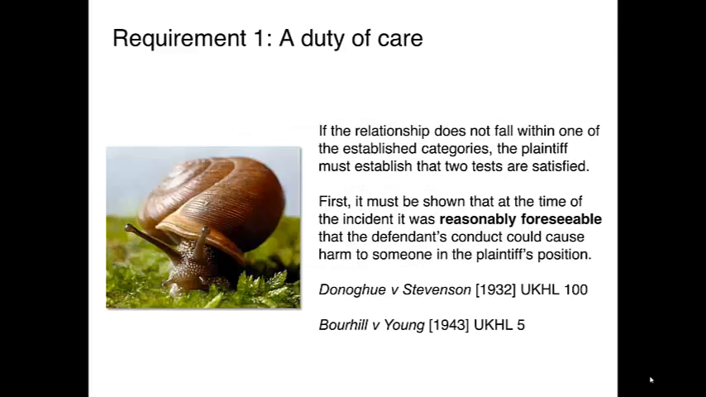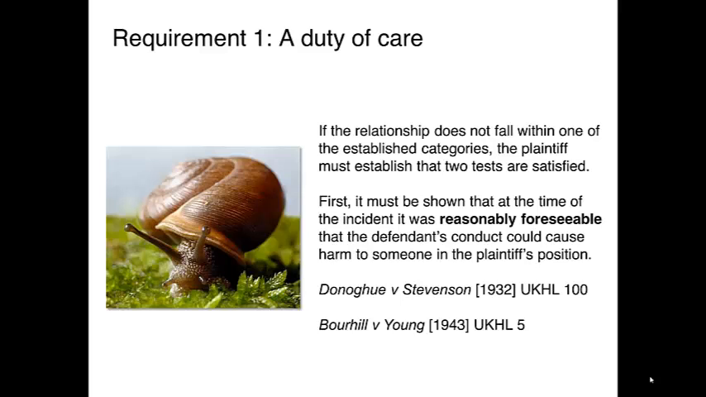In Bourhill and Young from 1943, the relevant facts were that the plaintiff was shocked when she saw the defendant lying in the road after having been involved in a motorcycle accident. The plaintiff was not actually involved in the accident herself. She didn't witness the accident, but she did see the defendant after the accident. The plaintiff commenced legal proceedings against the defendant seeking compensation for the medical costs associated with the shock of seeing the defendant in the state that he was in.